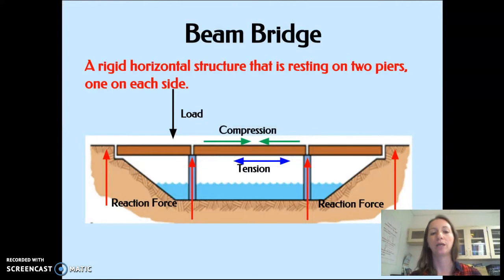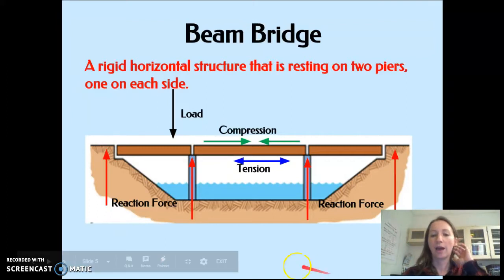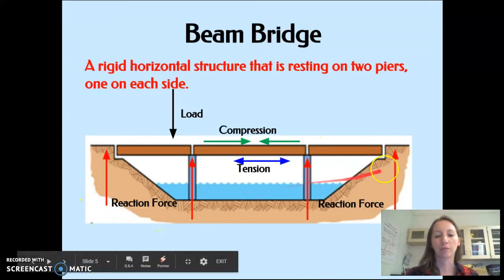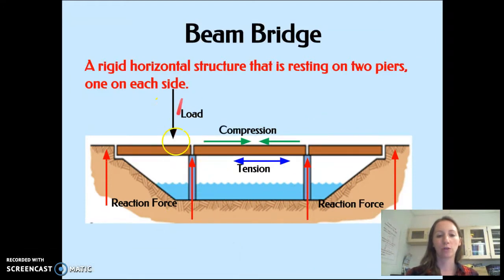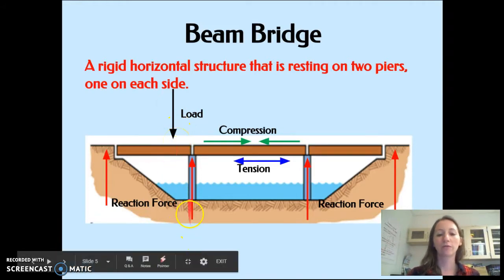Alright, so a beam bridge is the first bridge we're going to talk about. It's a rigid horizontal structure that's resting on two piers, one on each side. These are the simple bridges that we tend to see most often. And you want to draw this diagram because it's a good one that shows the forces involved. You have the force of the load on top of the bridge, usually, let's say it's a car, right, pushing down. You also have the reaction force.